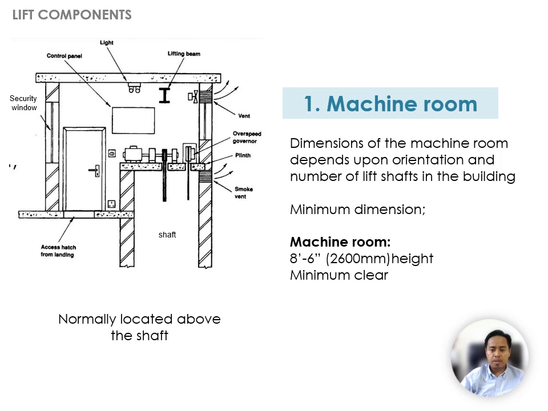The size or the dimension of the machine room pretty much depends on the orientation and numbers of the lift shafts in the building. However, the minimum dimension on the height is advisable to be a minimum clear of 2600 mm.